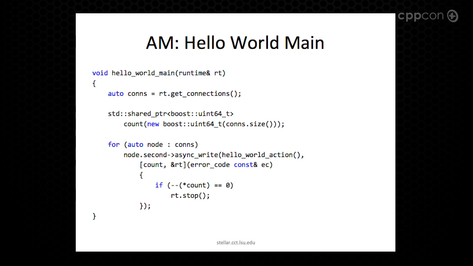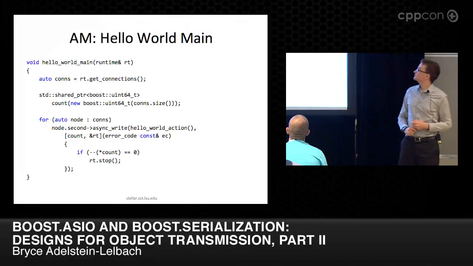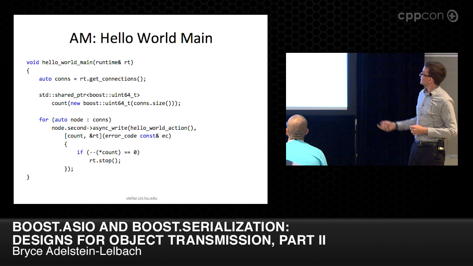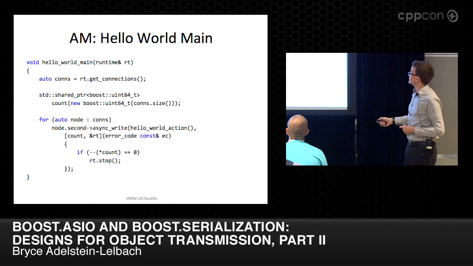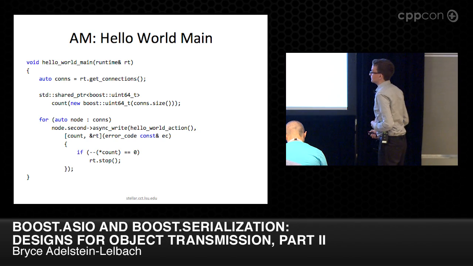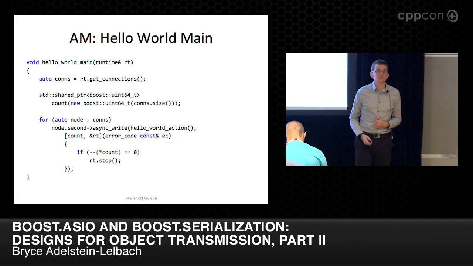And here's a hello world main. So we're going to start off, we got this. I thought I got through these slides without using auto or any C++11 features, but I guess I didn't. But so we got this auto connections. We're going to get a list of everything that we're connected to. And here's our count. And then for everybody that we're connected to, we're going to go ahead and send out an async write with this hello world action. And then when this is done, we're going to count down. And when we reach the last guy, when the last message has been sent out and completed, then we're going to shut everything down.